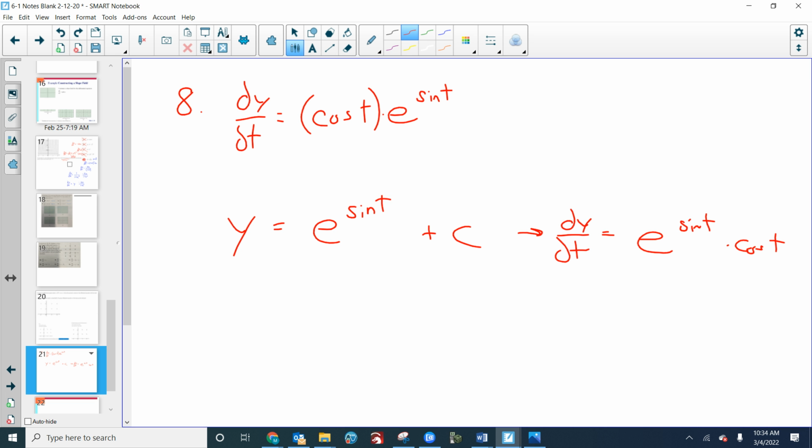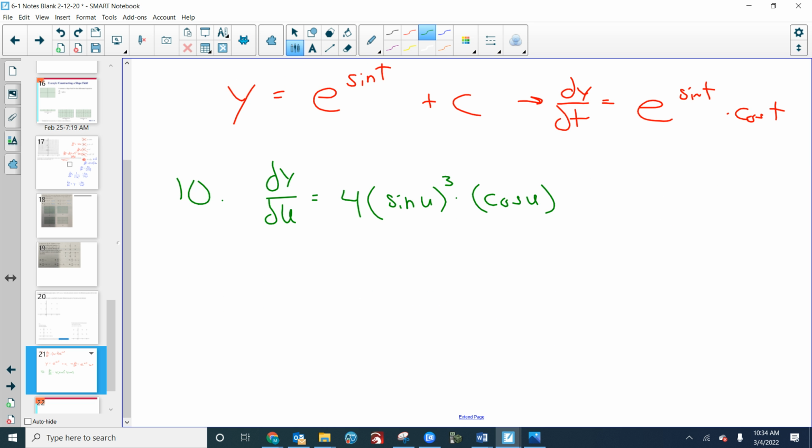Number 10. 10 was dy du, and 4 sine of u cubed times cosine. All right, guess and check.